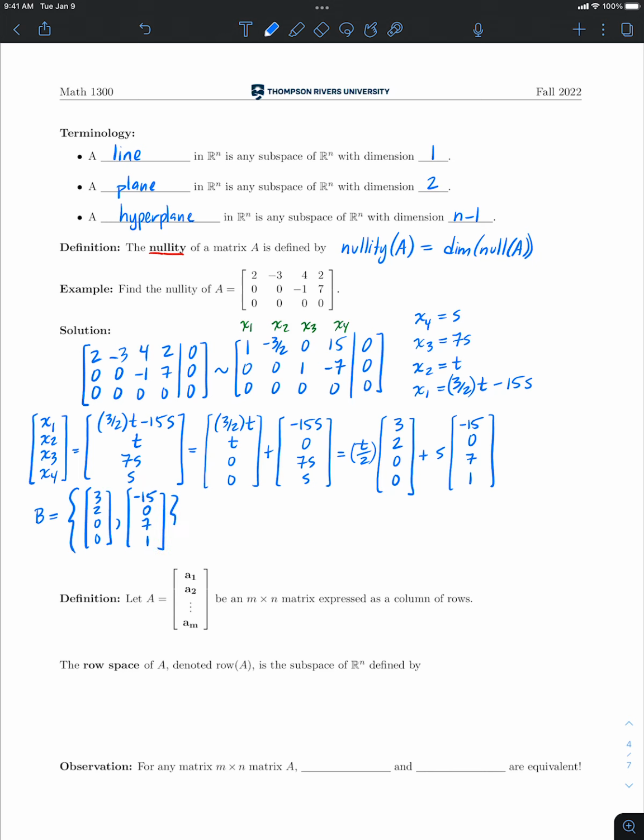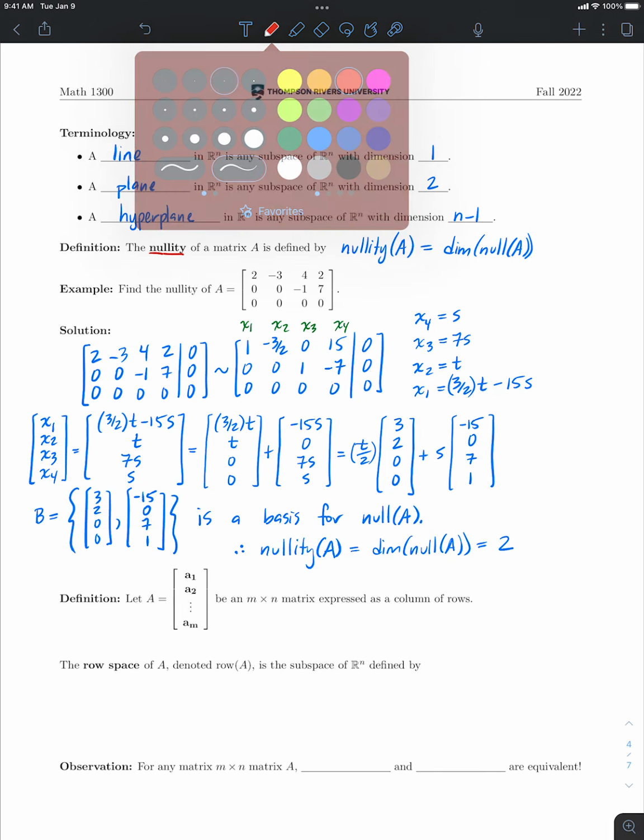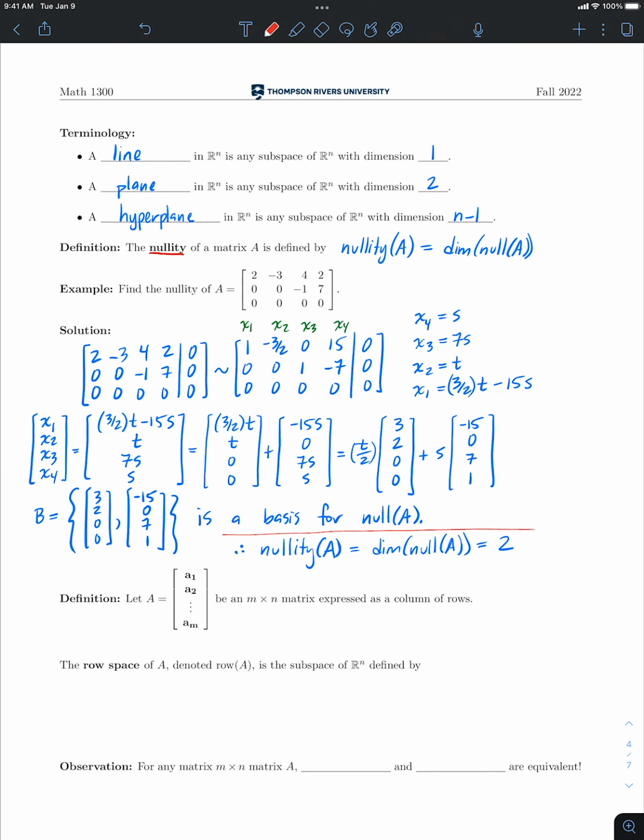So that set consisting of those 2 vectors is a basis for the null space of A. So we can now say, therefore, the nullity of A is just the dimension of the null space. And since our basis had two vectors, the dimension of the null space is 2. So that's how we can find the nullity. It just amounts to finding a basis for the null space and counting your vectors.